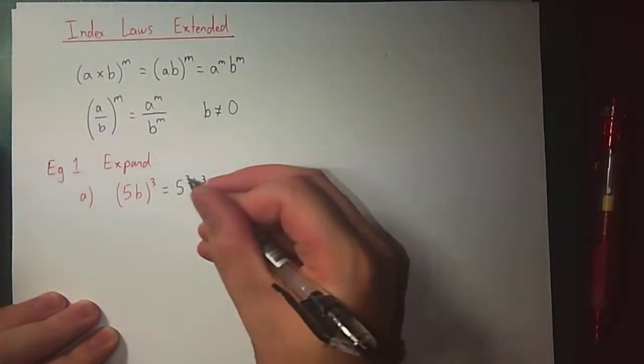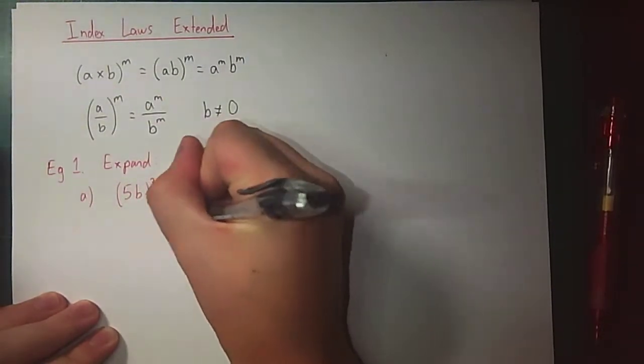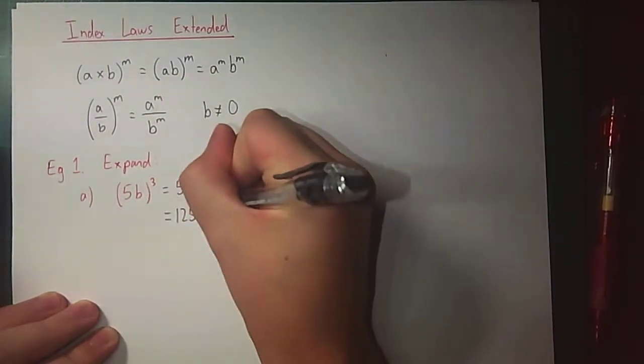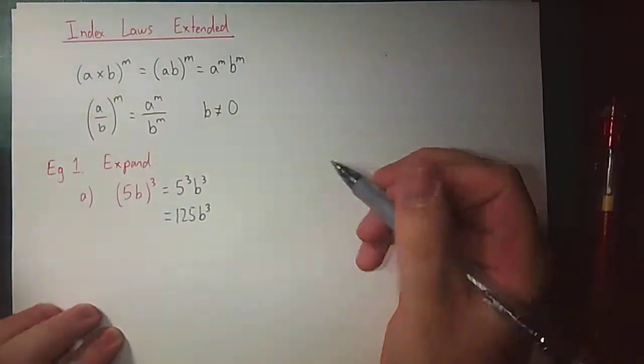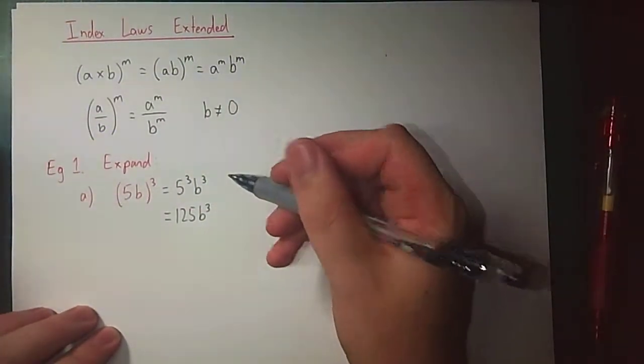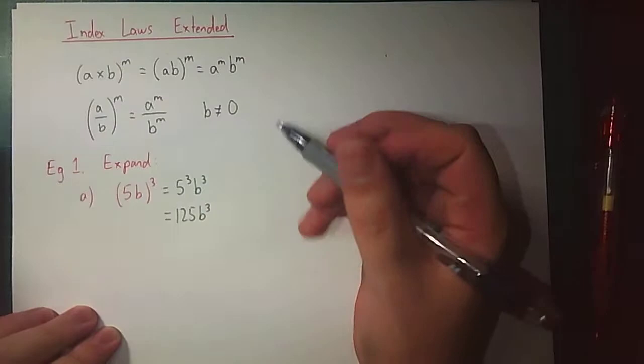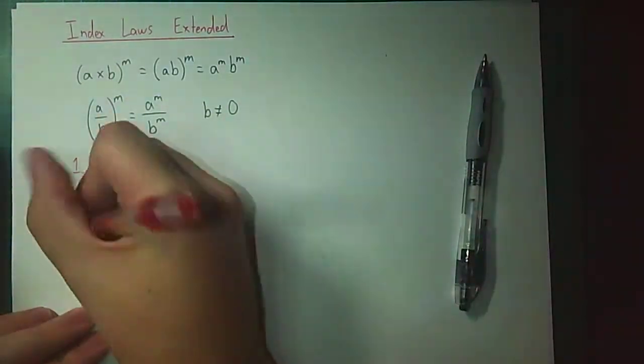Now, if we type into our calculator 5 to the power of 3, we're going to get 125, and b to the power of 3 will stay the same because b to the power of 3 can't be simplified any further. Let's try another example.